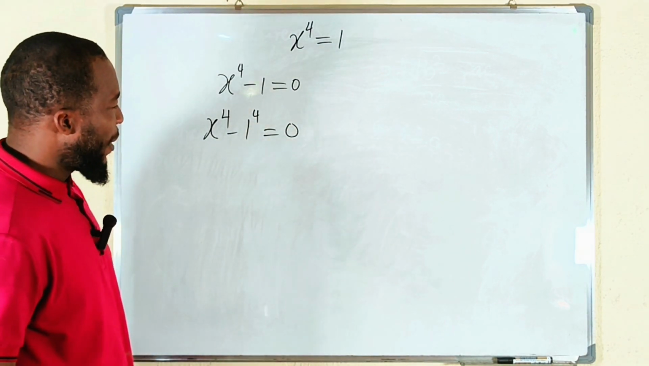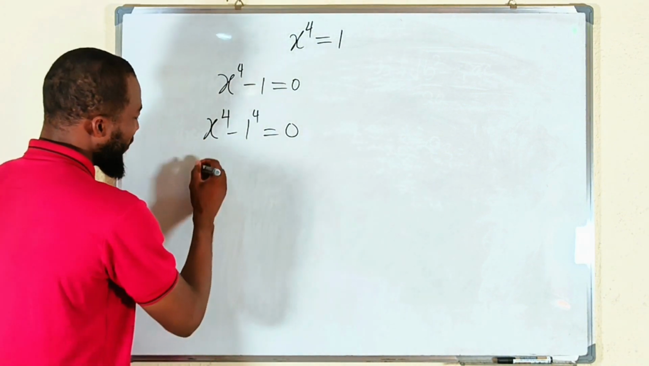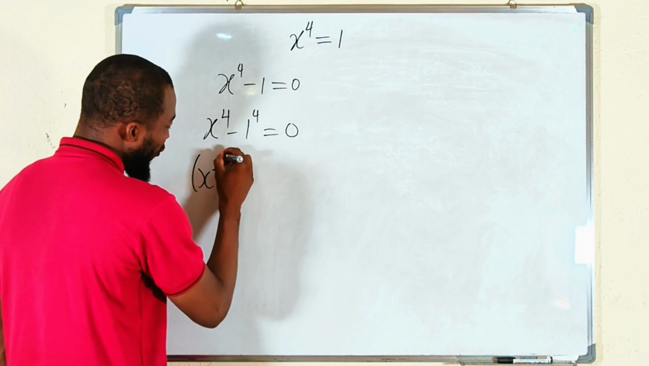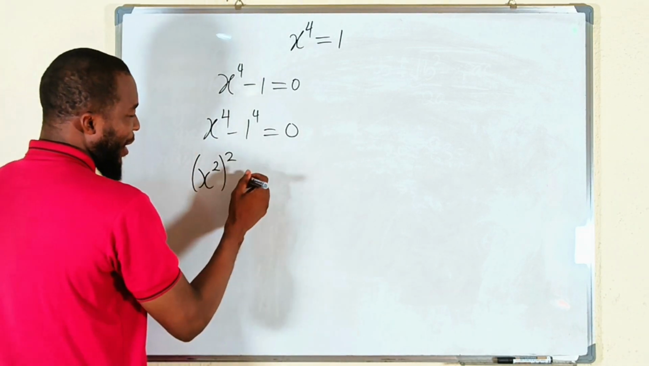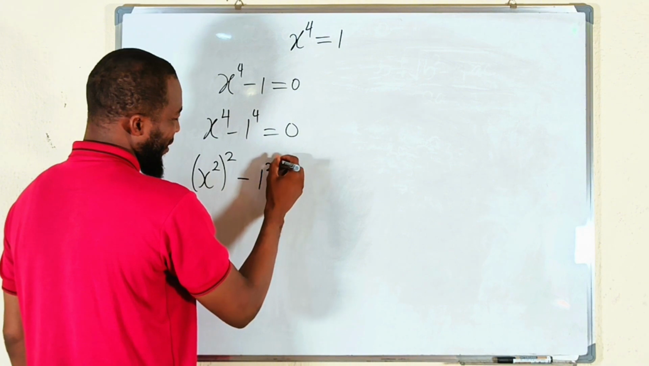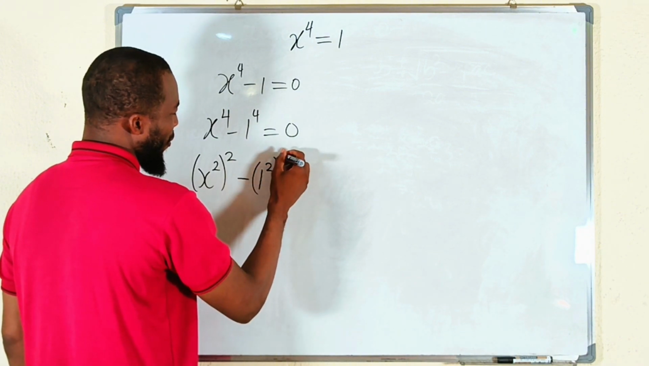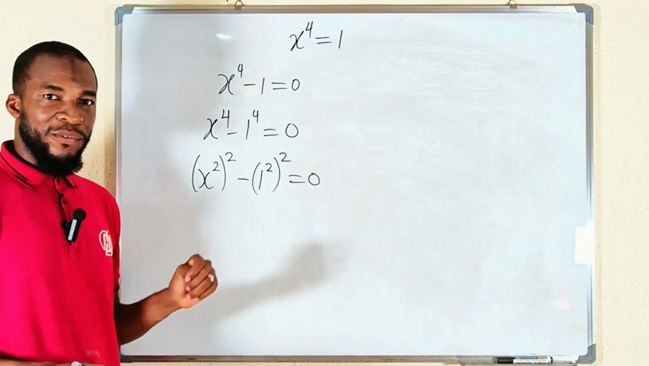Next, I would like to express x to the power of 4 as x raised to the power of 2, also raised to the power of 2. It is equivalent to this one. I'm going to do the same thing here, 1 squared also to the power of 2 equal to 0. This is what we call a difference of two squares.